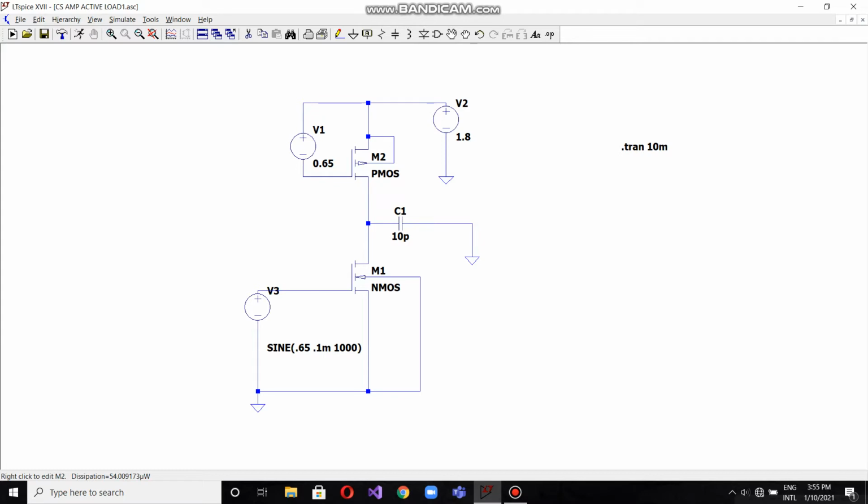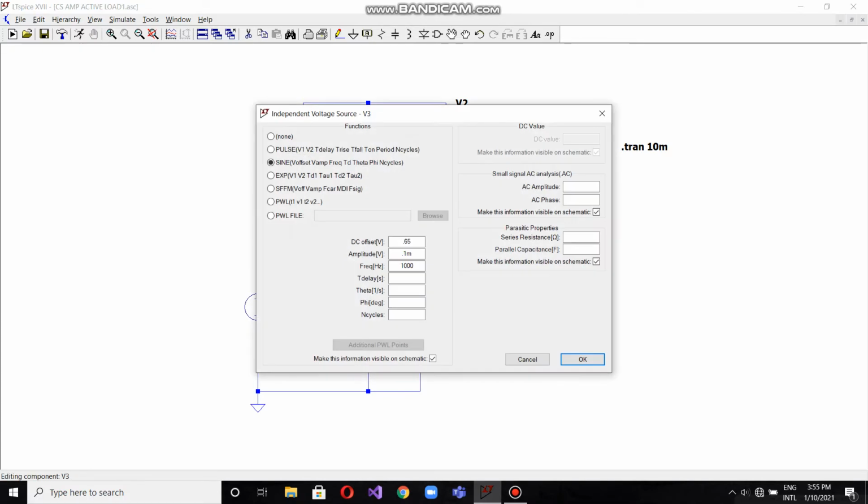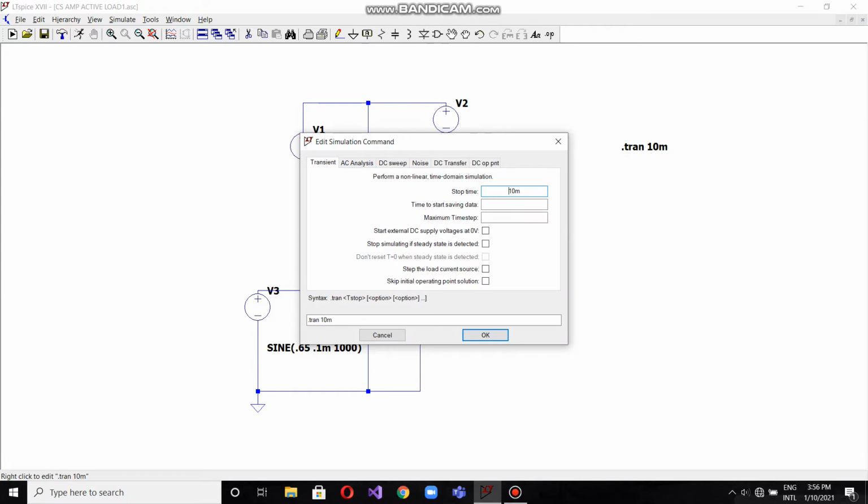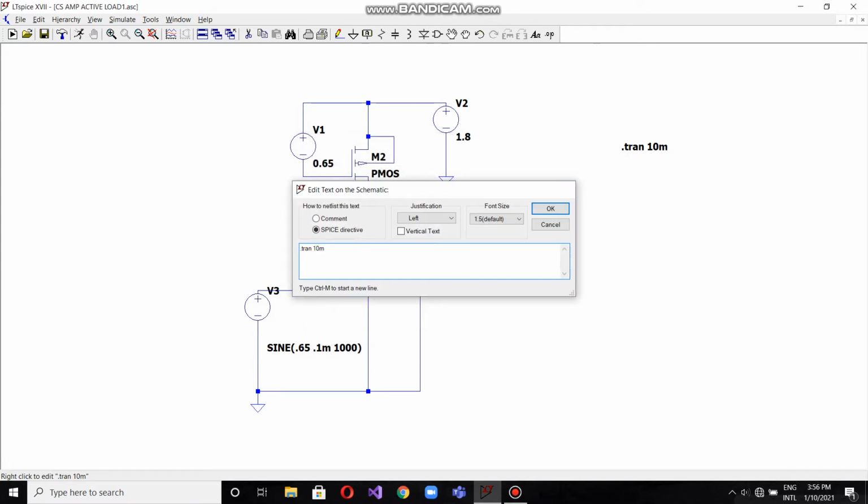So first I will check the AC or transient equivalent analysis of this circuit. For that I have taken my source as a sine wave. I have taken DC offset as 0.65 volt, amplitude of 0.1 milli and a frequency of 1000 Hz. And the transient simulation command is the stop time of 10 millisecond. So I will check the output for this.